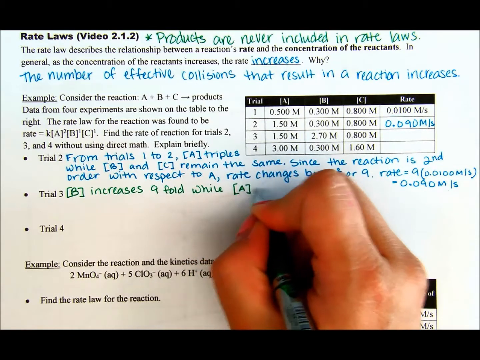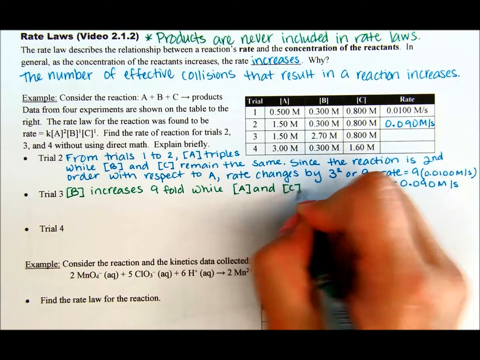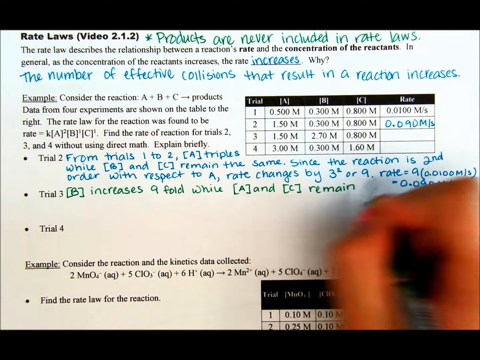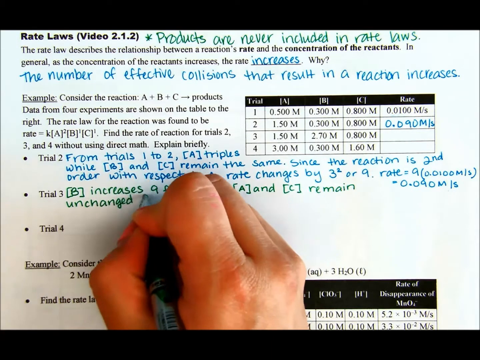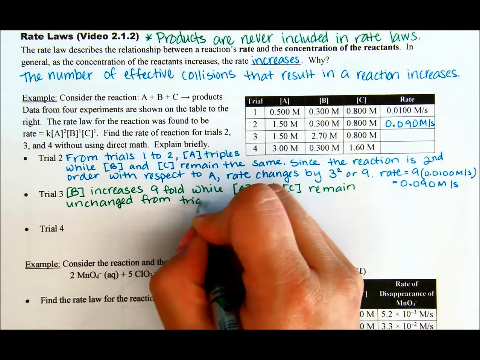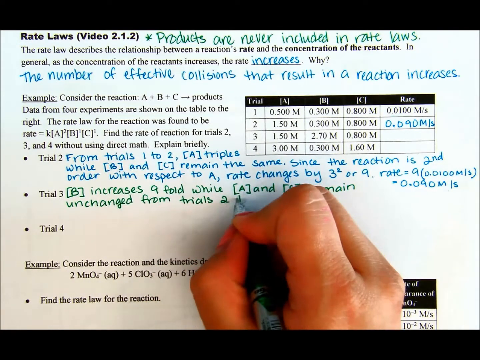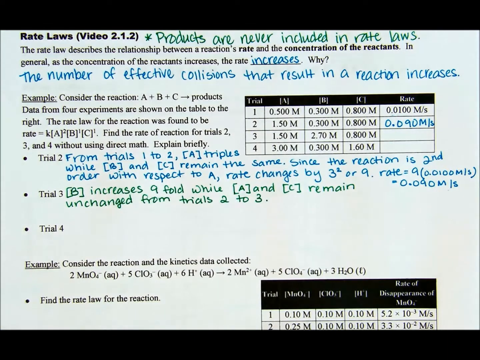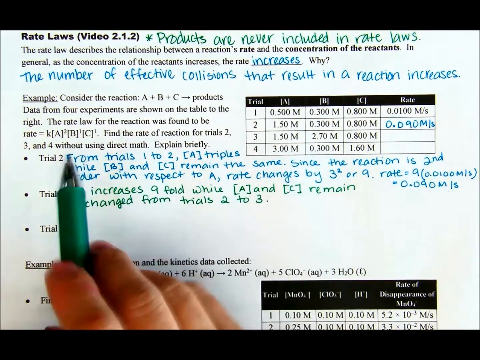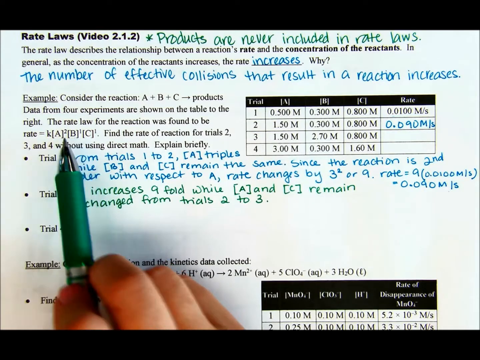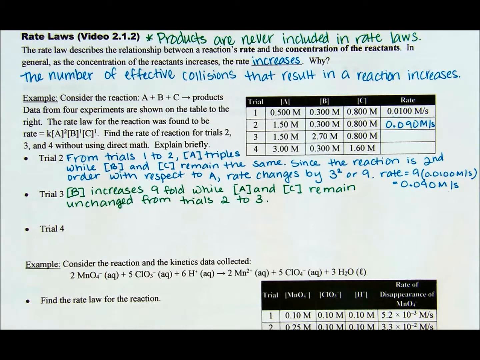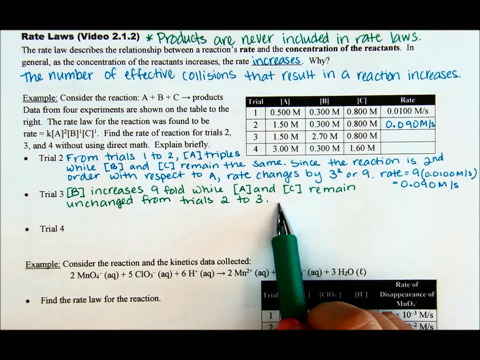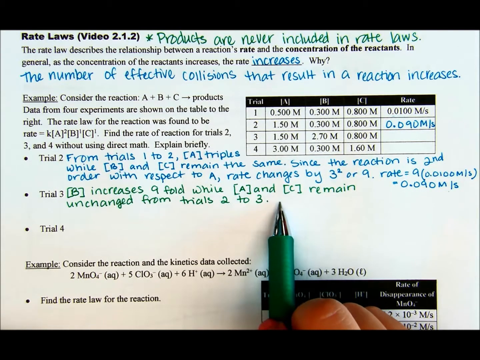While the concentration of A and the concentration of C remain unchanged. And that's from trials 2 to 3. So since the reaction is first order with respect to B, and B is the one that's increasing 9-fold here, I want you to pause the video and see what you think this number is going to be here. So what's the rate going to be? Remember, it increases 9-fold, and it's first order with respect to B.